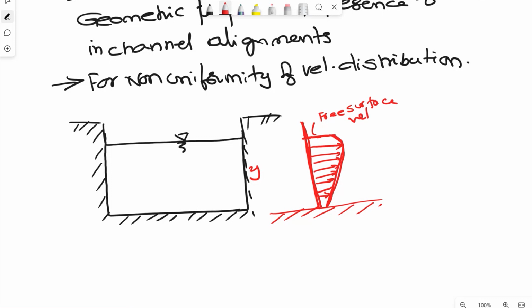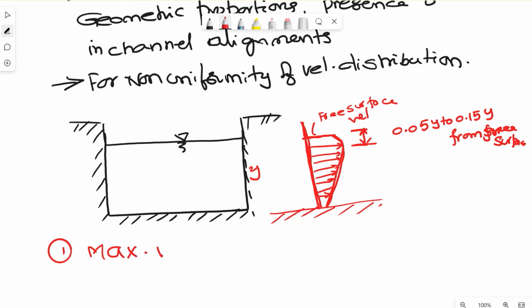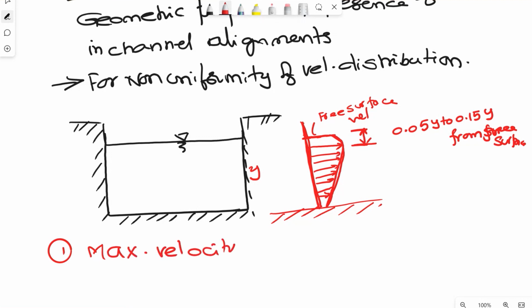So what are the various things we should know? First, in a channel section, where does the maximum velocity occur? This is the first question. The maximum velocity occurs at a distance of 0.05y to 0.15y from the free surface. The maximum velocity will not occur at the free surface; it occurs at 0.05y to 0.15y from the free surface.